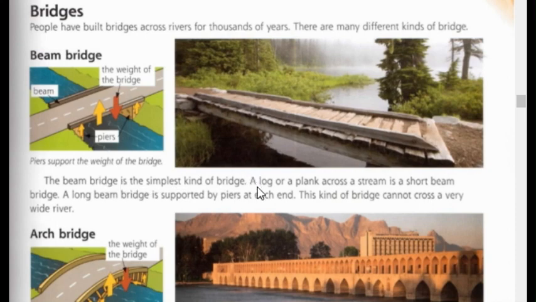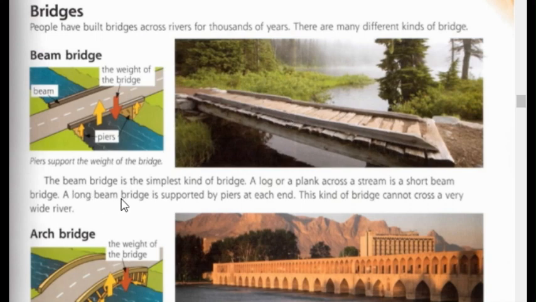A log or a plank. إذا هي قطعة الخشب مثلا من جذع الشجرة أو لوح خشب. Okay, a plank across a stream. بيقطع إيش هذا الجسر اللي هو الجسر البسيط، هذا أبسط أنواع الجسور، بيقطع مثلا نهر زي stream in a short beam bridge. إذا إحنا القطعة هاي الخشب بتقطع الستريم. كيف نقطع مثلا من الضفة هاي للضفة الثانية أو من الجهة هون للجهة الثانية؟ عن طريق البيم بريدج.